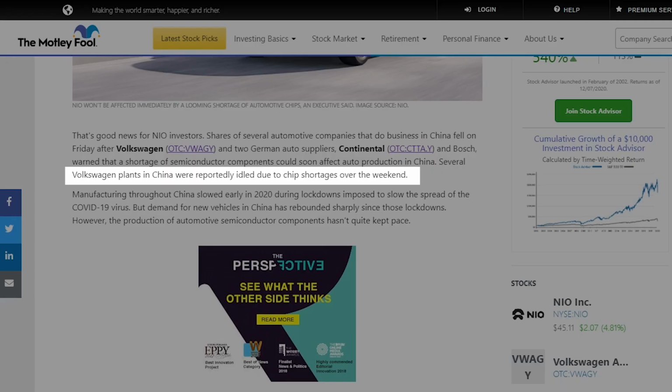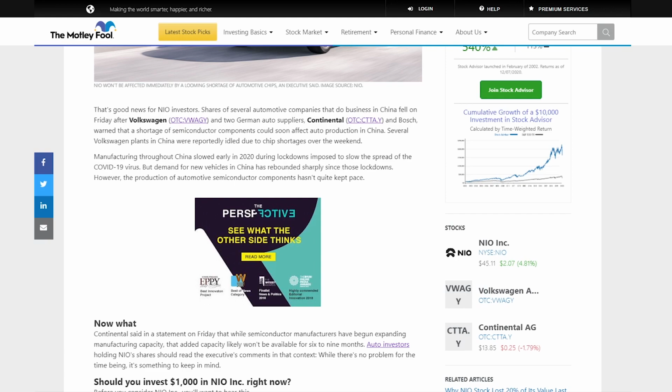It says that several Volkswagen plants in China were reportedly idled due to chip shortages over the weekend, and so because NIO isn't being as affected as these other companies, I guess that's news to push them up even higher than their share price was.